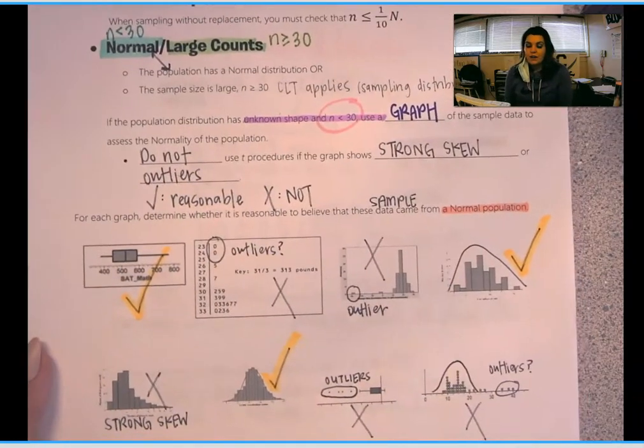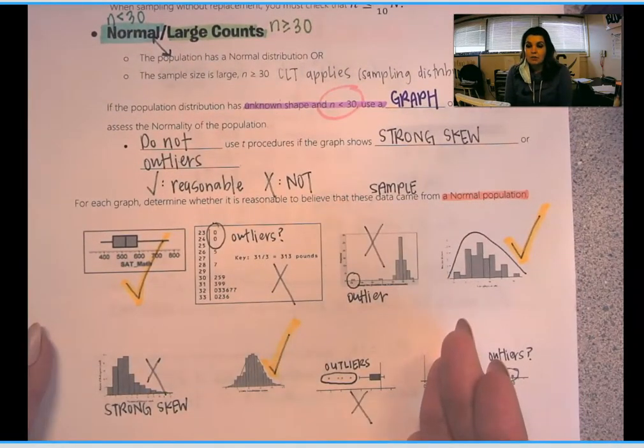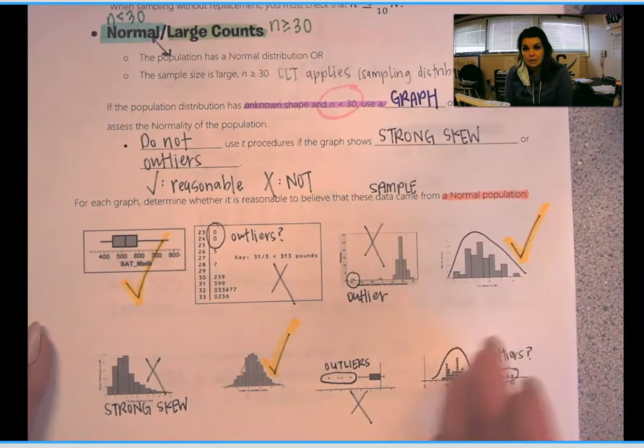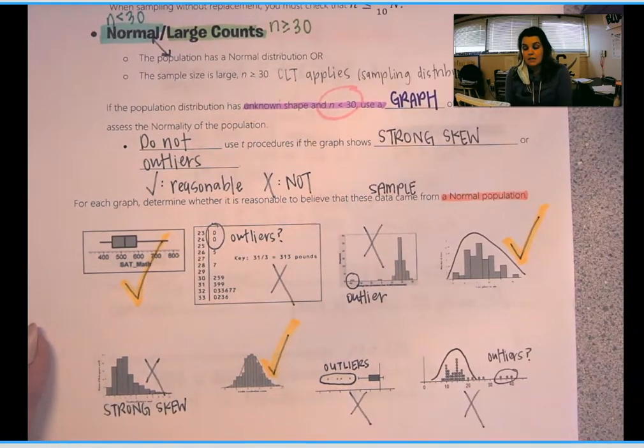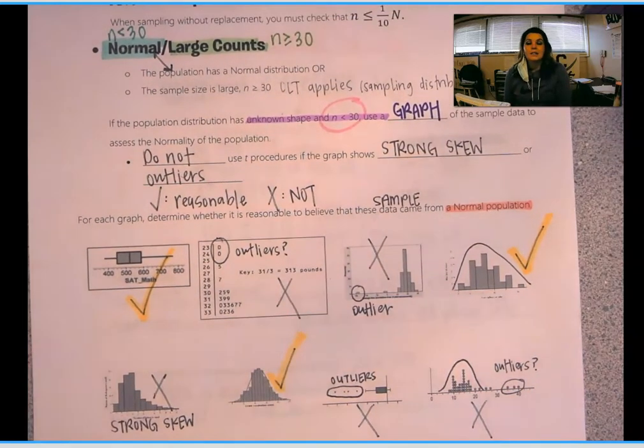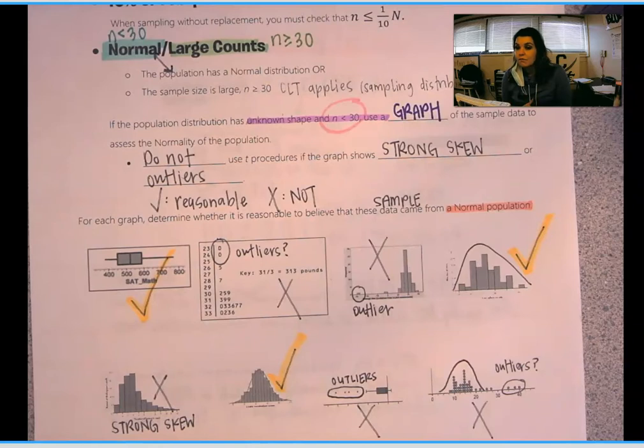How do we verify that? We have to look at a graph of our sample data. So we have to graph our sample data. If our sample data is strongly skewed, then that means that the population is probably strongly skewed. If it has outliers, that means that the population probably has outliers. And if the population looks like that, then we can't use a T procedure.